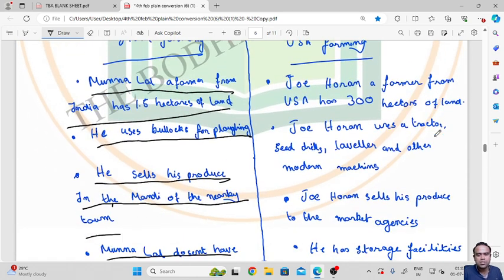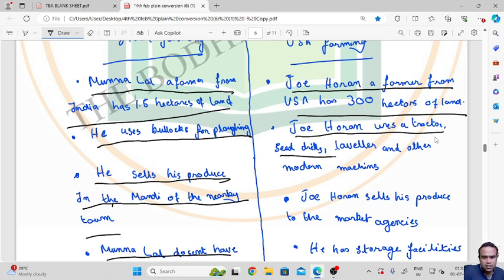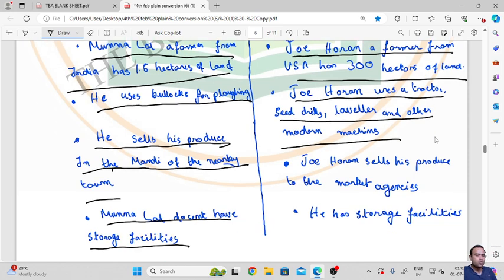Now we will see USA farming. Joe Horan, a farmer from USA, has 300 hectares of land. It's a huge area. Joe Horan uses a tractor, seed drills, leveler, and other modern machines. So obviously the production of Joe Horan will be much higher compared with Munna Lal. Joe Horan sells his produce to the market agencies. He has storage facilities. So a farmer in USA is not just a farmer, he is also a businessman.